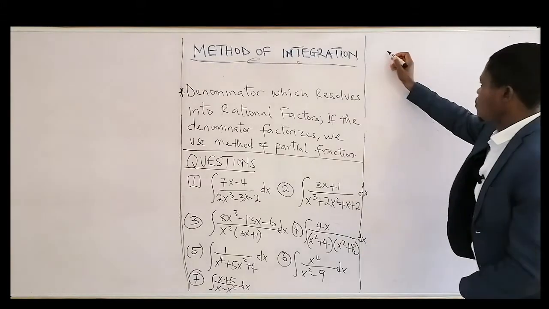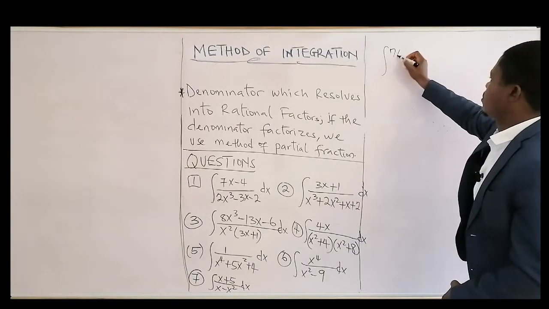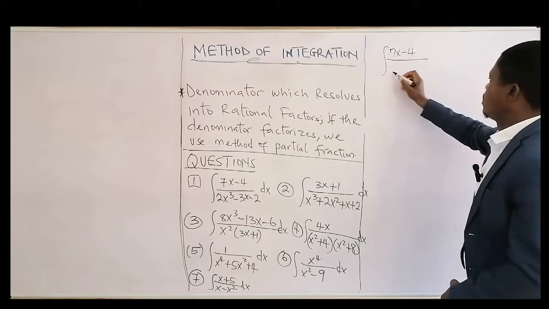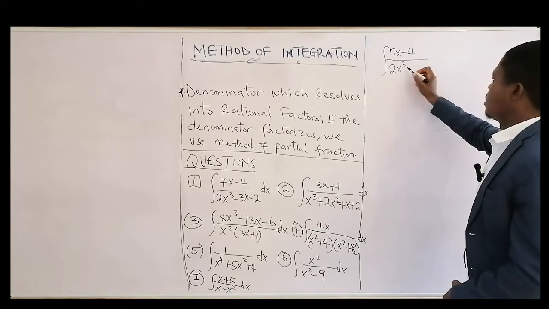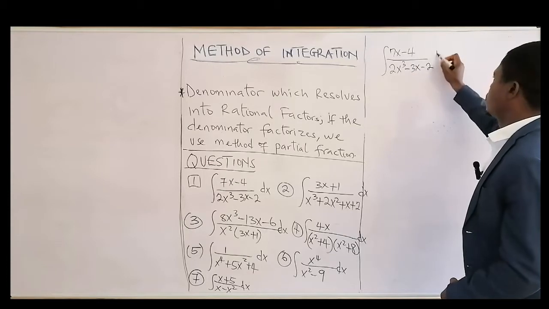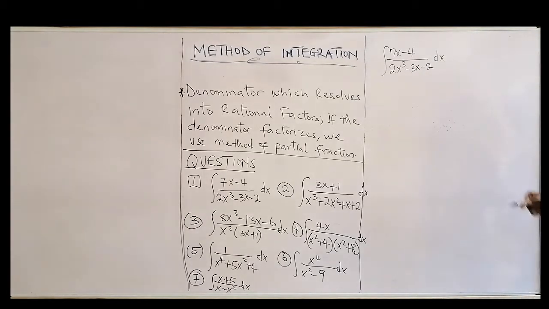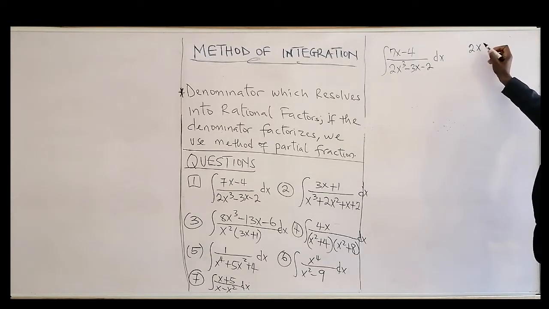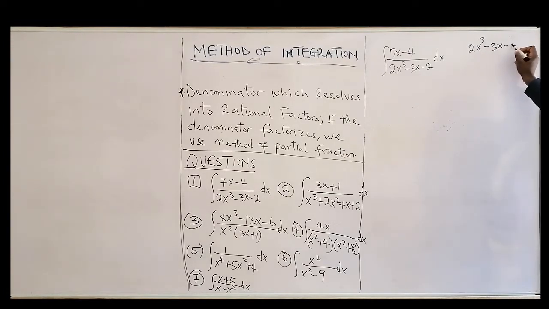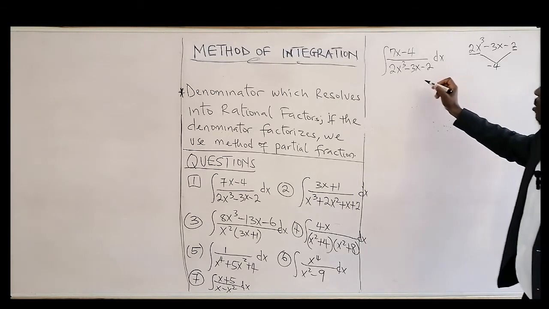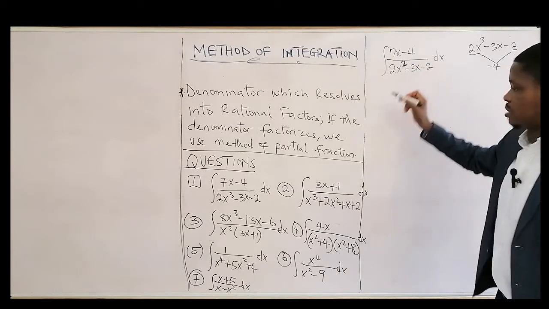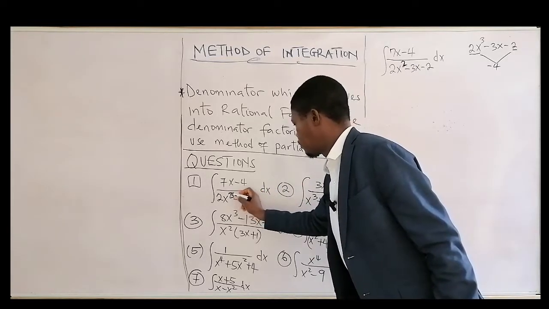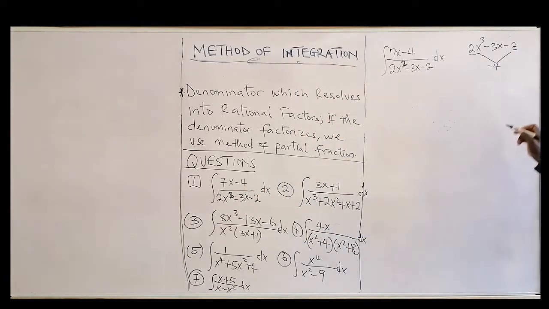Question one. Integral of (7x minus 4) over (2x cubed minus 3x minus 2) dx. Let's check if the denominator is factorizable. Multiply this one by this one to get the product: that's minus 4x, and this is x squared. That will be 4x squared. Then two factors of this.